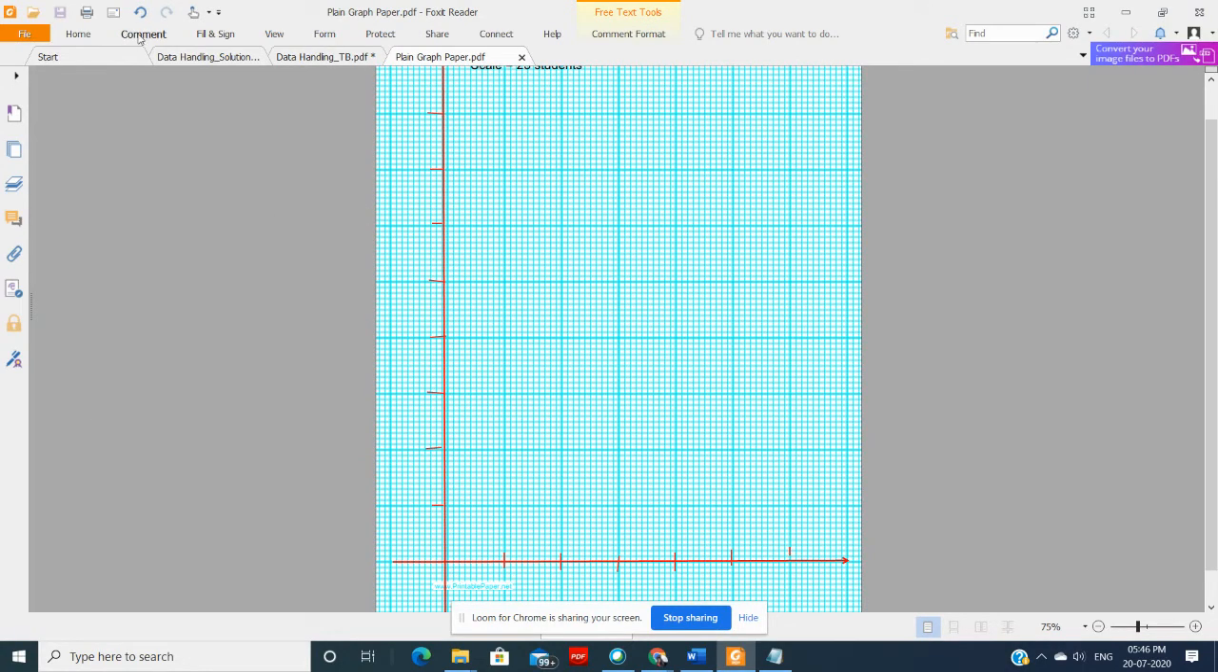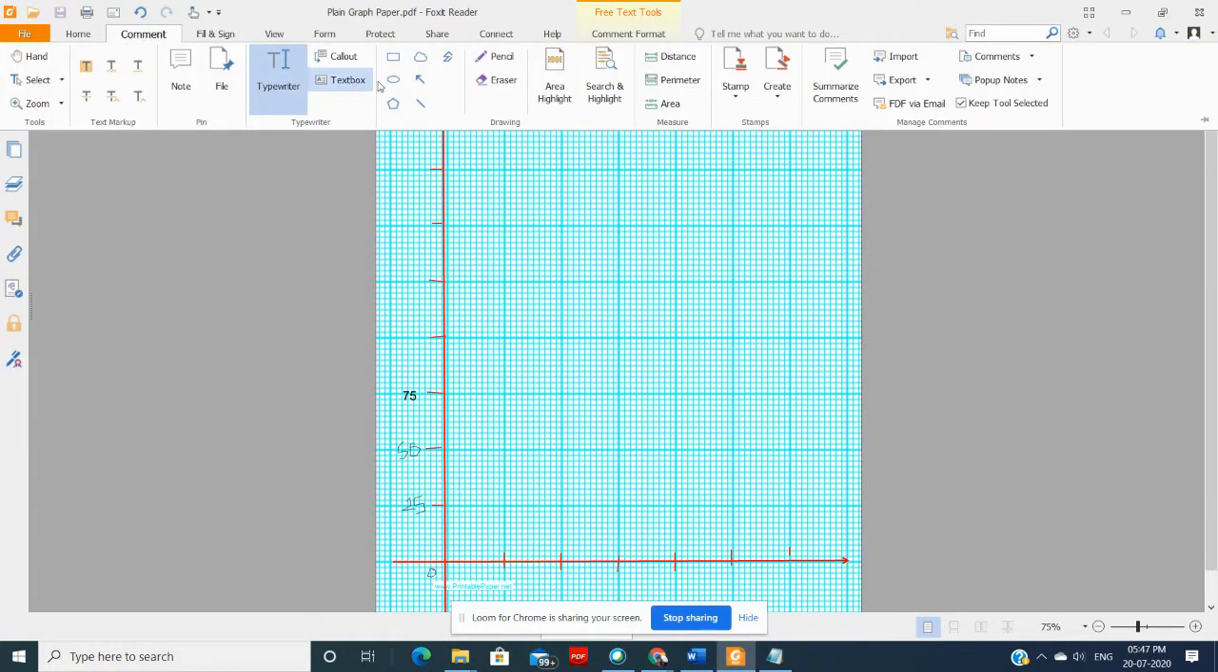See, this will be my 0. And I have decided to take 25 students, so 1 unit, that is 1 box, is equal to 25. Then I need to keep the same gap. So 25 plus 25, 50, right? So 25, 50, and after 50, 50 plus 25, 75, right?